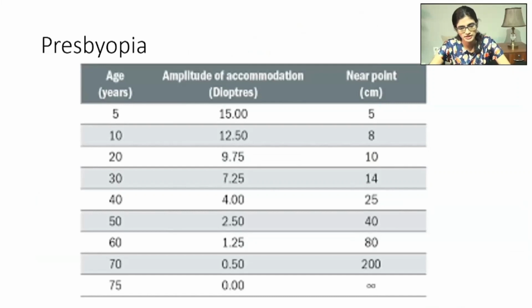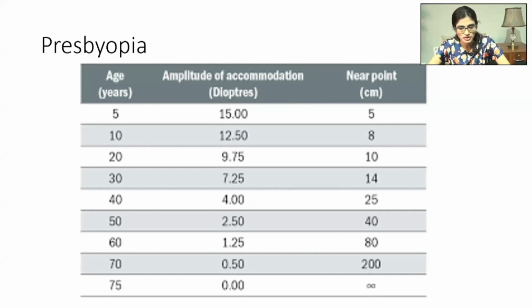Now we spoke about accommodation and how the eye is able to accommodate more at the time of birth and early childhood, and how it gradually decreases with age. So you can see here how a 5-year-old would have roughly about 15 diopters of accommodation, and therefore the nearest point that they can see is actually 5 centimeters. But as you become 10 years, the amplitude of accommodation starts to decrease, and now your nearest point is a little bit further away, it's 8 centimeters, and so on.